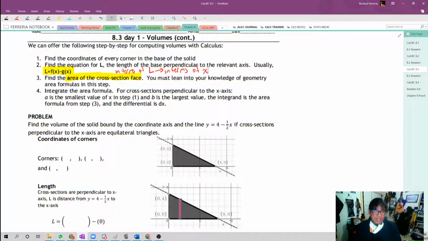Next, you're going to integrate the area formula. For cross sections perpendicular to the x-axis, A will be the smallest value of x from step 1, and B will be the largest value of x in step 1. And the integrand is just going to be whatever you came up with in step 3. Differential is going to be dx.